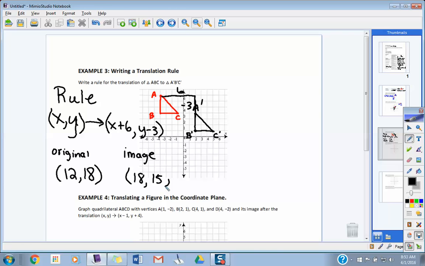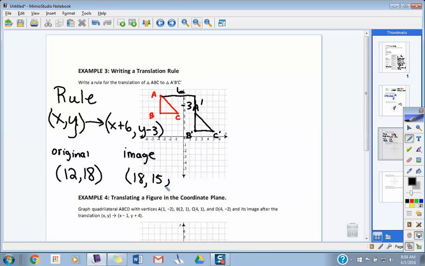12 plus 6 would be the 18, right? And then 18 minus the 3 would be what here, guys? 15. Okay, 15. Are we good with that, guys? It's basically counting. Left, right, up, down, add, subtract. That's all you're really doing.